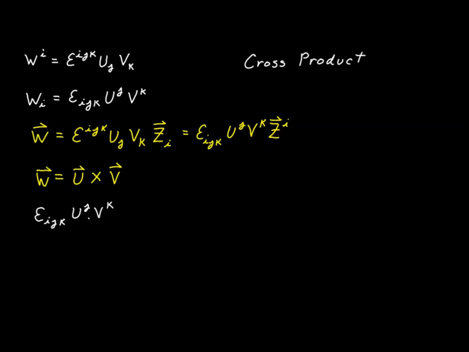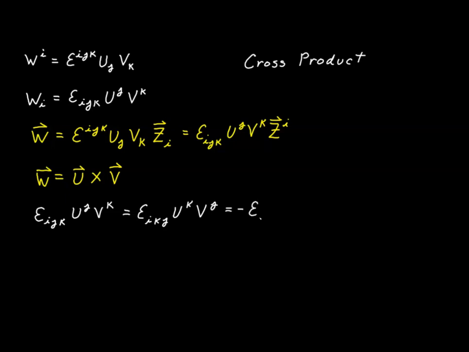The first thing I want to do is to rename a couple of indexes. We have dummy indexes j and k, so I'm going to rename j to k and k to j. It's going to look like this. We'll have epsilon ikj and uk vj. All I've done is to rename the indexes, nothing else. Okay, now I want to switch the order of the k and j indexes right here. And of course, when I do that, I have to change the sign.